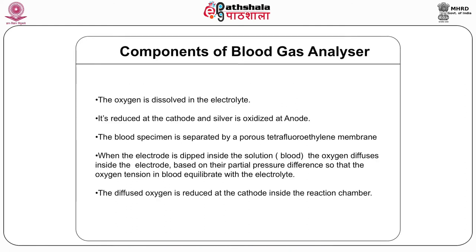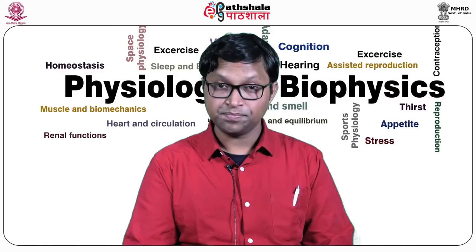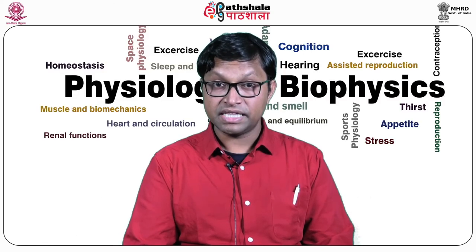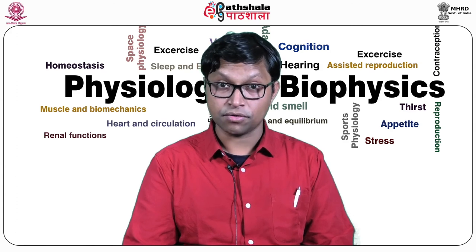The oxygen is dissolved in the electrolyte. It is thus reduced at the cathode, and silver is oxidized at the anode. The blood specimen is separated by a porous tetrafluoroethylene membrane. Now, when the electrode is dipped inside the solution or the blood, the oxygen diffuses inside the electrode based on their partial pressure difference, so that oxygen tension in blood equilibrates with the electrolyte. The diffused oxygen is reduced at the cathode inside the reaction chamber. This results in current flow that is dependent on the amount of transformed oxygen.